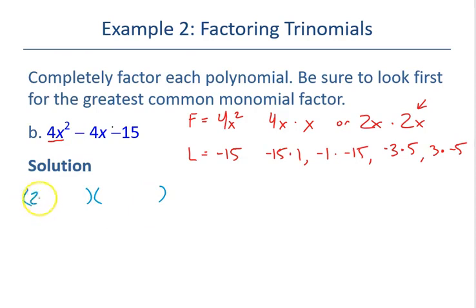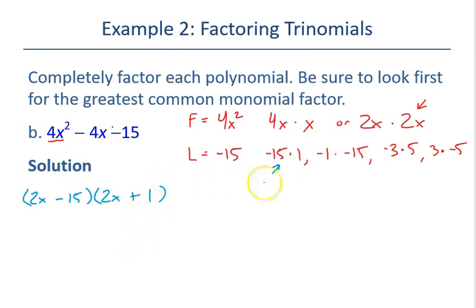Okay, I'm going to put 2x in both of them. Then I'm going to take this very first one here, this negative 15 right here. Notice that's a negative 15 and that's a positive 1. Well, I'm going to put them in there. I'm going to put this minus 15 and a positive 1 here. Does that work? Well, let's find out.